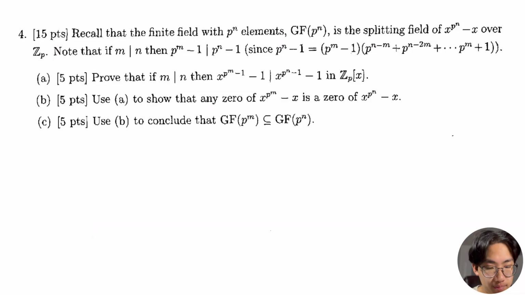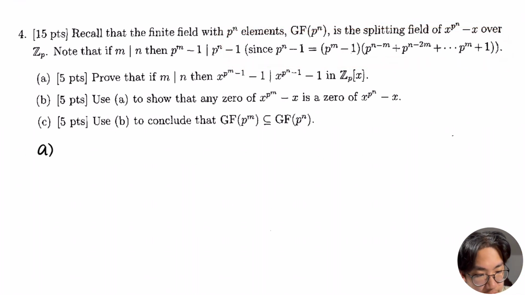So here's question 4. We recall that the finite field with p to the n elements, this is the Galois field, again, of p to the n elements, it is the splitting field of this generic polynomial x to the power of p to the n minus x over the field Zp. And we're reminded that if m divides n, then we have that p to the m minus 1 divides p to the n minus 1, and we have this useful kind of result over here as well. So let's take a look at part A.